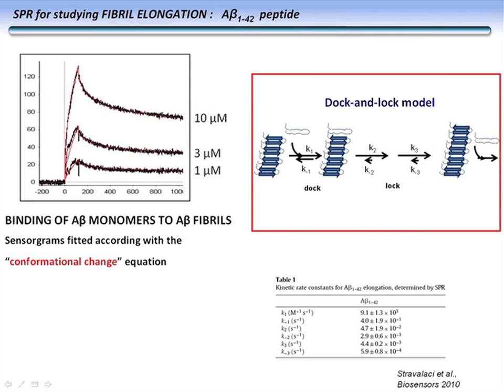We found that we could fit the sensorgrams very well by using the conformational change equation, which was chosen because it is the equation which models the dock and lock mechanism, in which the first binding step, the docking step, is followed by conformational changes, which result in a change in the affinity of the species on the immobilized fibril.